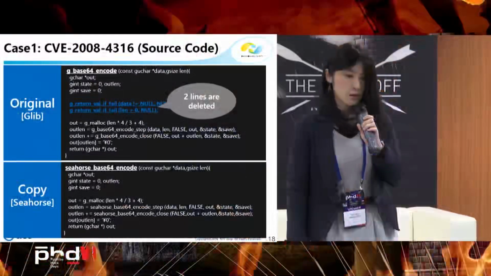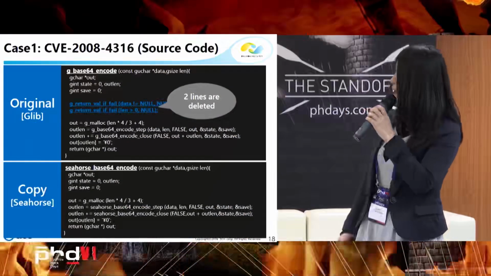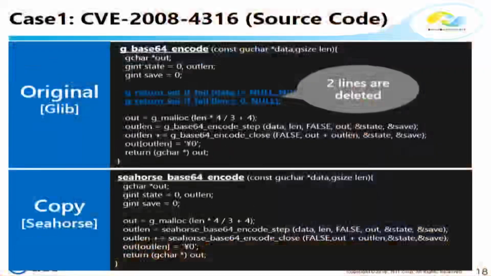Yes. So next, I want to talk about the vulnerability I used. The first one was CVE-2008-4316, and this vulnerability was originally in the glib library, and it was copied into the software called Seahorse. And you can see that in the copied one, it deleted 2 lines from the original one.